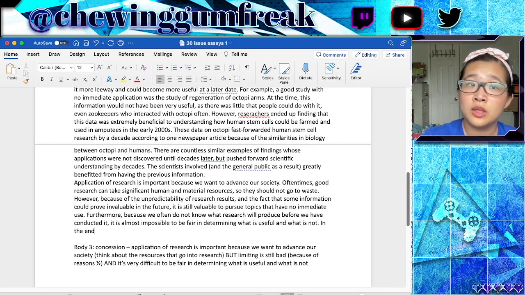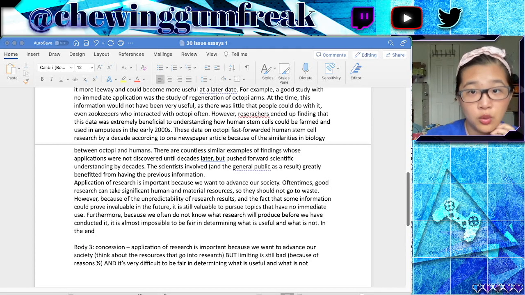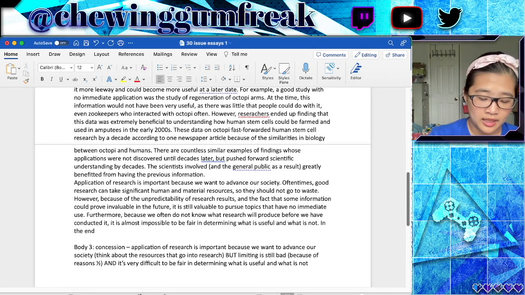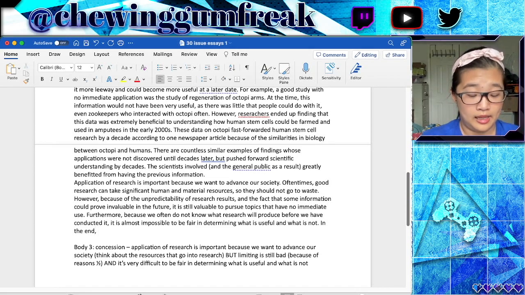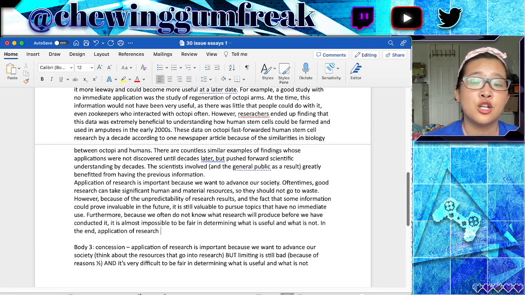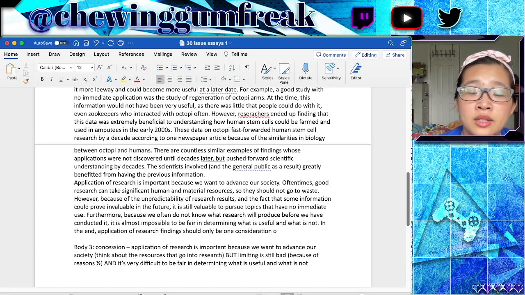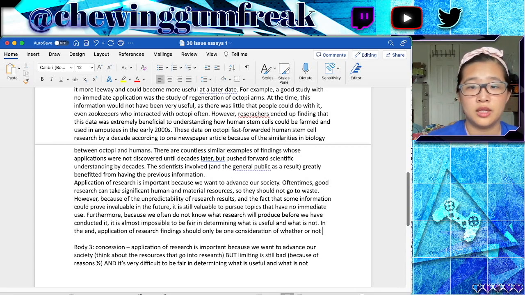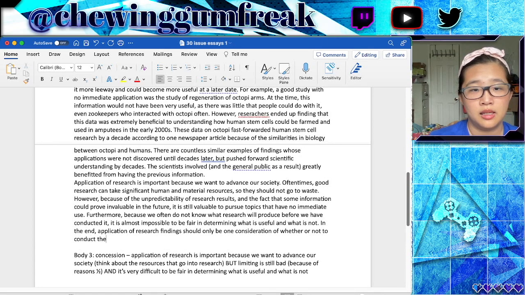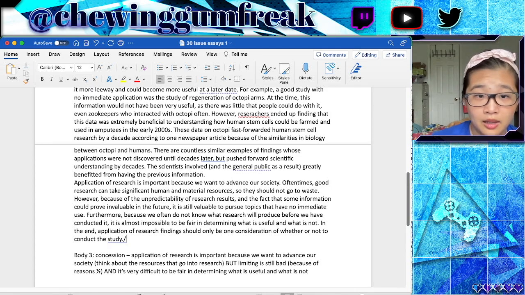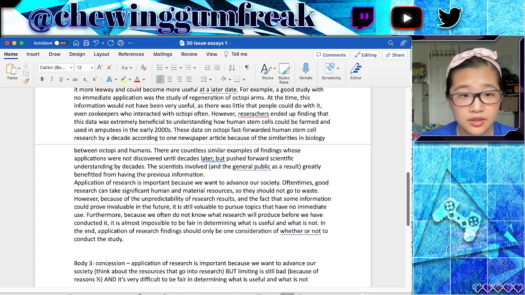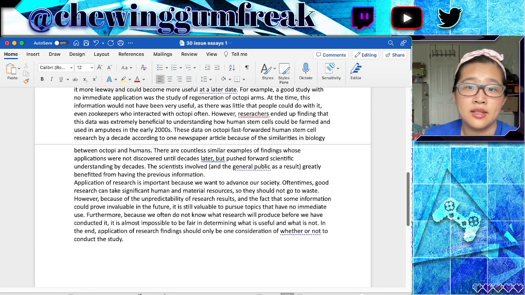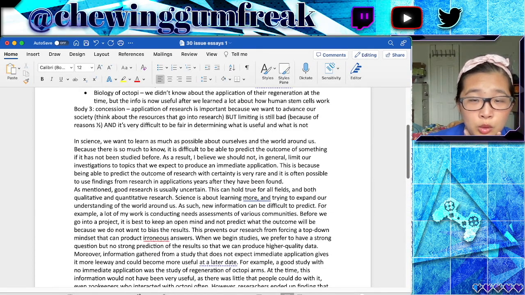And then I always want an extra sentence to kind of tie everything together. So in the end, application of research findings should only be one consideration of whether or not to conduct the study. All right, and I will delete my notes, so that it reads like a very normal paragraph.